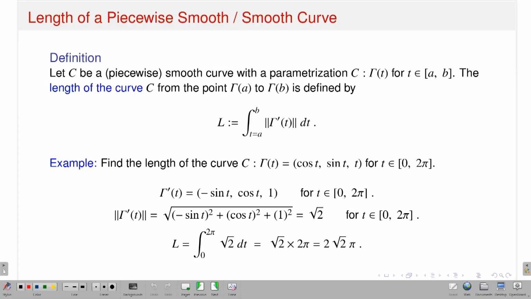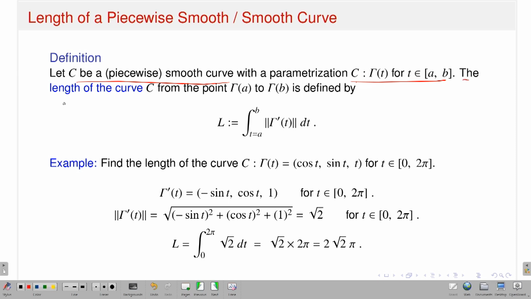Once I have that, I can easily talk about the length of a piecewise smooth curve. What is the definition? Let C be a piecewise smooth curve. It is not smooth, but piecewise smooth means I have a finite number of breakups and each piece is smooth. Once I have a curve, it will have a parameterization. Let C be gamma t, t running over the closed interval a to b. It is a parameterization.